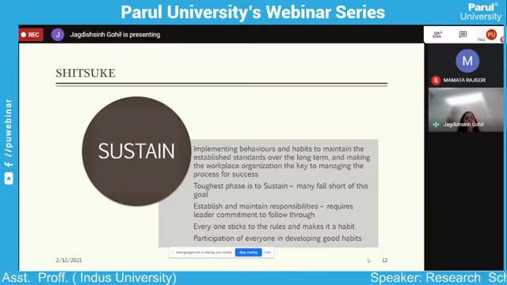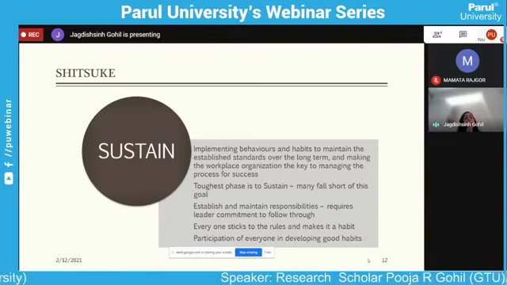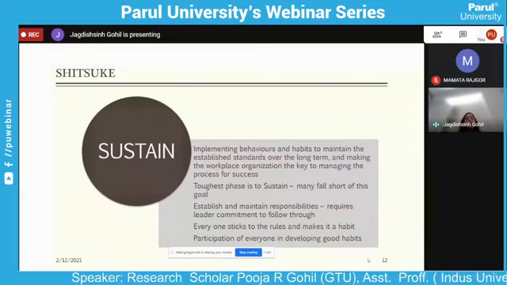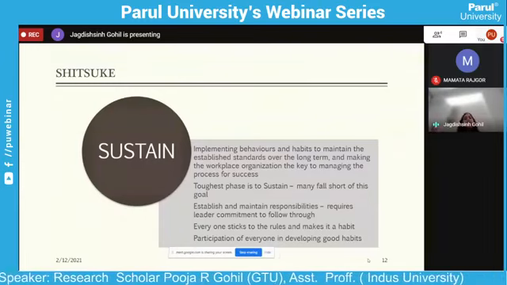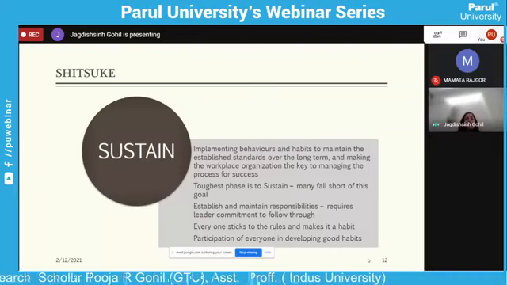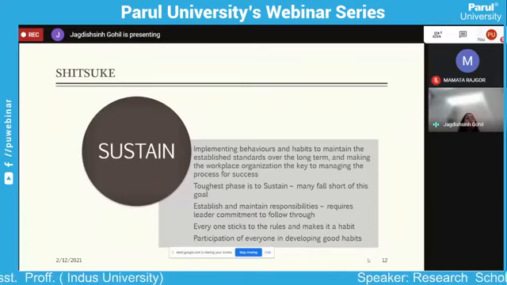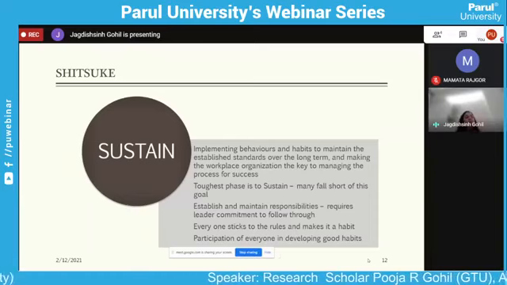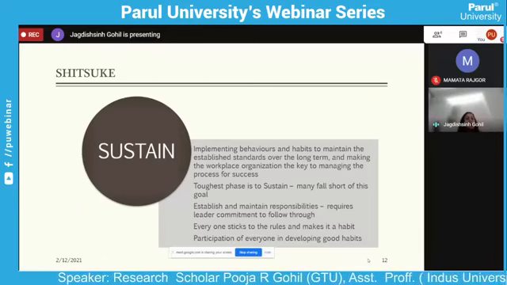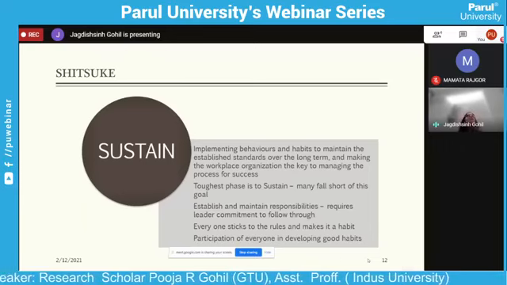So establish your responsibilities, divide them among different people, and then try to maintain them. It requires a leadership commitment to follow this process throughout. Fine. So each and every person should become a leader, and he or she should follow this concept. Everyone should stick to the rules and make it a habit. So participation of everyone involved in an organization or in a construction project is required, and thereby you can achieve this whole concept successfully. Even if a single level of your organization is not following it, you will fail in this concept.